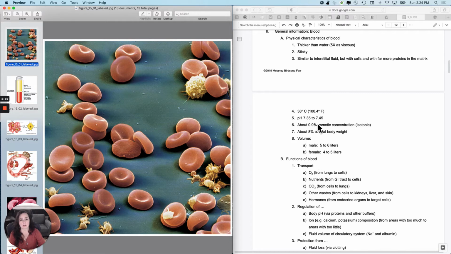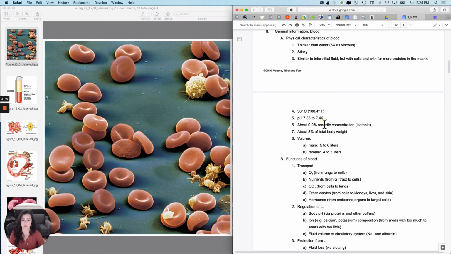It tends to be a little hotter than your average body temperature. It has a very, very tightly constrained pH. Primarily the urinary system and the respiratory system, which we will do in the last unit, will really constrain that pH to about 7.35 to 7.45. It's isotonic to about 0.9% saline. It makes up about 8% of your total body weight. And then just because of the difference in body size on average, this is not per individual, males usually have about 5 to 6 liters of blood and females have about 4 to 5 liters of blood.